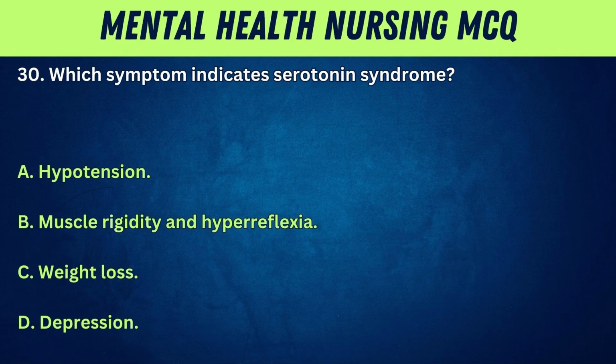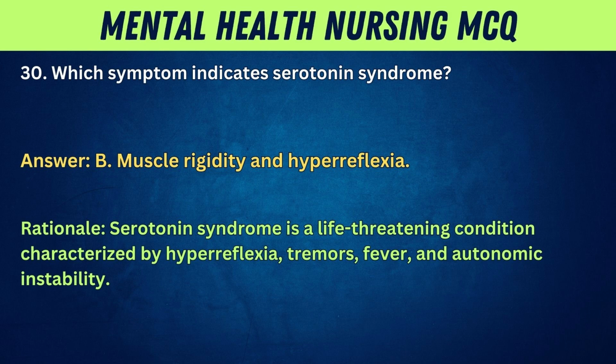30. Which symptom indicates serotonin syndrome? A. Hypotension. B. Muscle rigidity and hyperreflexia. C. Weight loss. D. Depression. Answer: B. Muscle rigidity and hyperreflexia. Rationale: serotonin syndrome is a life-threatening condition characterized by hyperreflexia, tremors, fever, and autonomic instability.